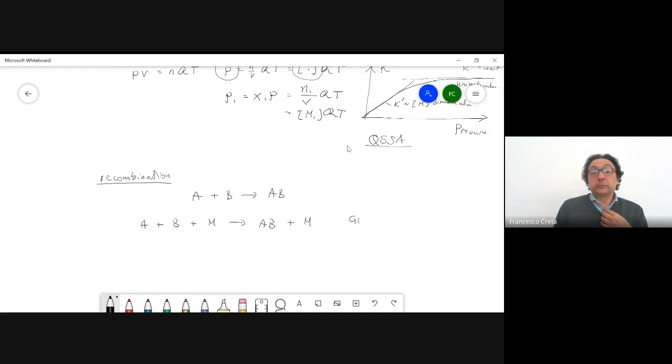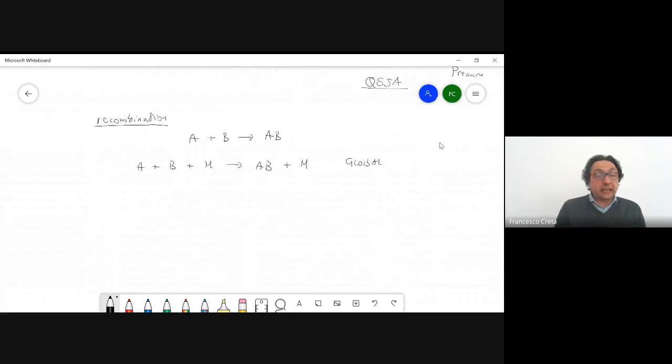So this is the global process, which is hiding the following elementary steps. Okay, so you see that now you have two molecules, A and B, actually getting together, forming a bond here, and forming a molecule of AB. Okay, so this is a recombination.